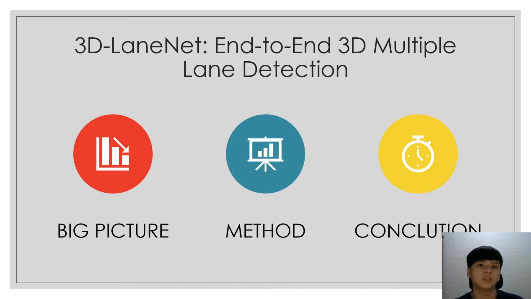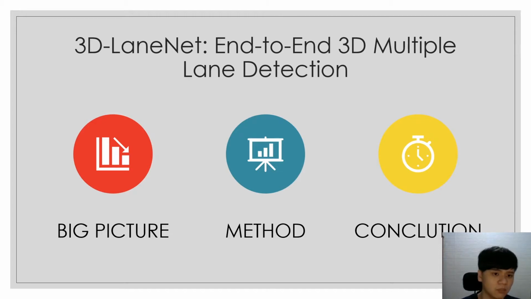So in here, I'm going to divide it into three major different parts. The first is the big picture. I'll be explaining the general overview about what is 3D LaneNet, end-to-end 3D multiple lane detection. And then the next, I'll explain the method, what is being implemented, or what is being used to achieve this 3D LaneNet article, and also about the conclusion, whether it is really useful for the future or we should not expand it more, and etc.